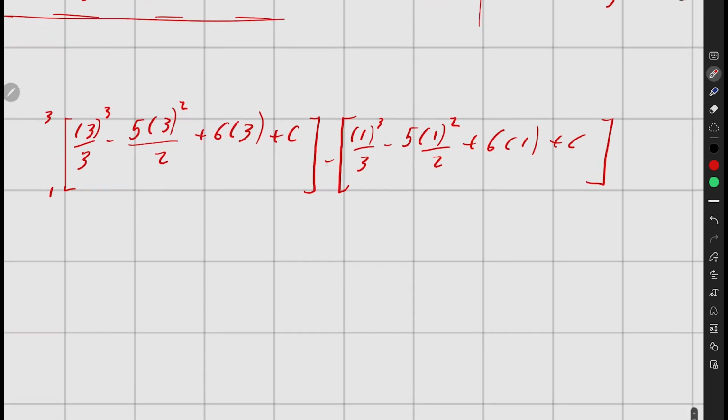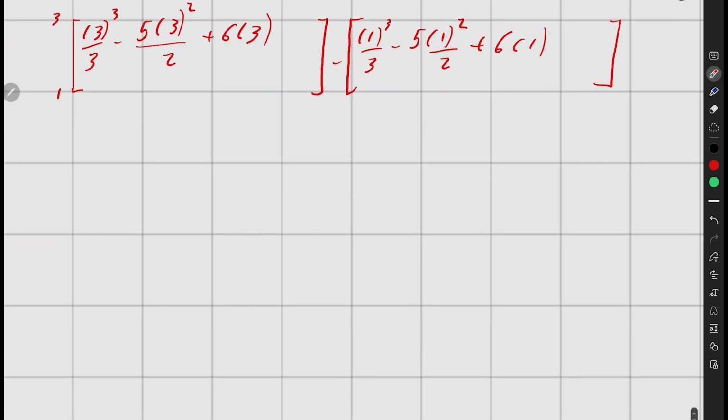As you can see, this minus sign is going to distribute to the plus c, and they're going to cancel out anyway. So you never need to bother writing the plus c in when you're doing definite integration, finding the area under a curve. So you can either do this all in your head, you can write it down, use your calculator, but we've got what we need. So let's start solving this.